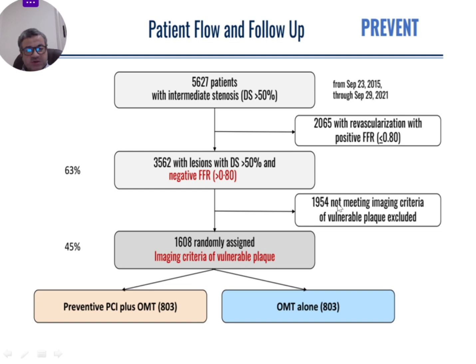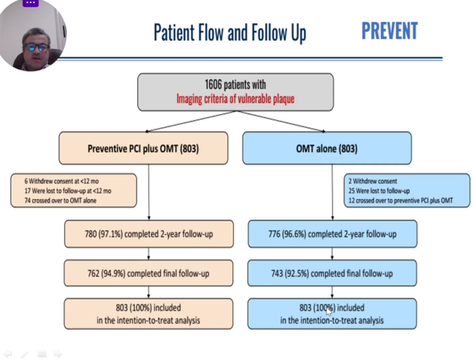1,954 not meeting imaging criteria of vulnerable plaque were excluded. The remaining 1,608 were randomly assigned and divided into two equal groups: the preventive PCI plus optimal medical therapy group was 803, and the optimal medical therapy alone group was 803. These two groups were followed for about 2 years, and a lot of them continued for up to 7 years of follow-up.